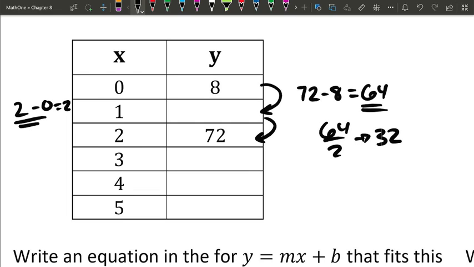8 plus 32 is 40, plus another 32, plus another 32 gives me 72, plus another 32 gives me 104, plus another 32 gives me 136, and then plus one more 32 is 168. So we are growing by 32, and I filled in the rest of the table.